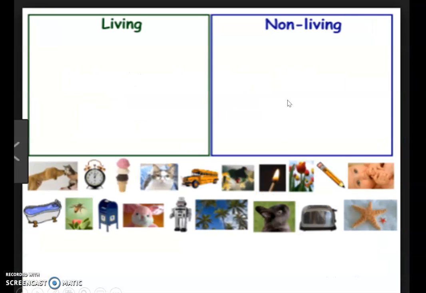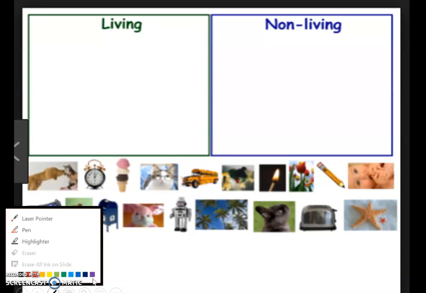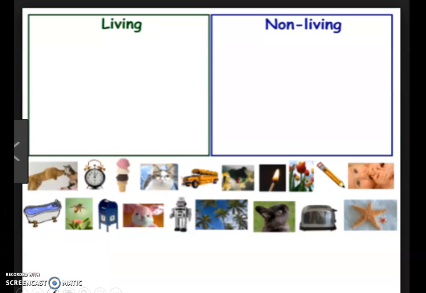So we're going to do this activity really quickly, and then we're just going to see if you guys can distinguish between living and non-living. So we have this cat and this dog right here. We know that that goes where? Living. Living, good. All right, what about the clock? Non-living. And I wish there was some way that I could drag this, but I think I can write on it. I'm going to use my pen. All right. And then we said the clock goes non-living.